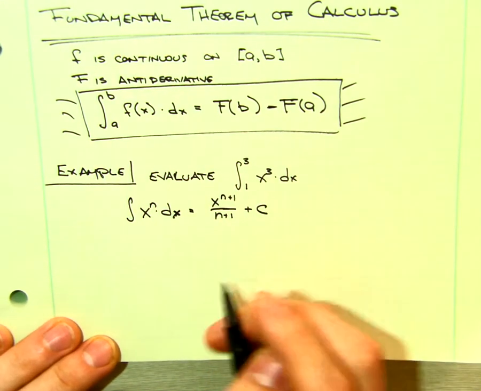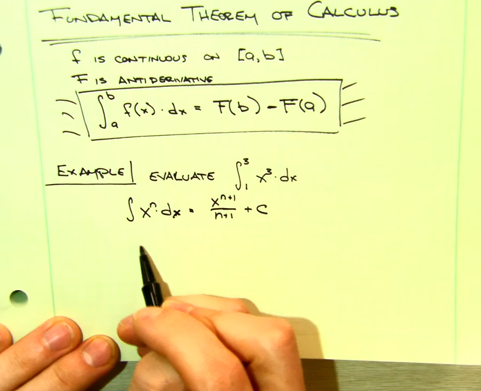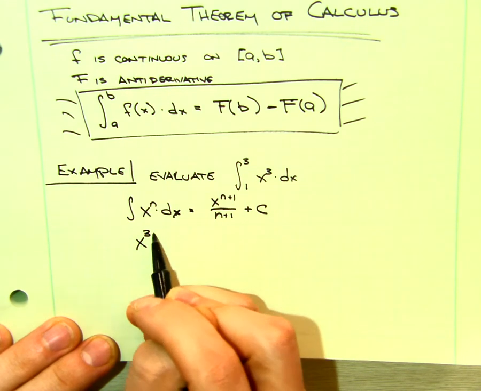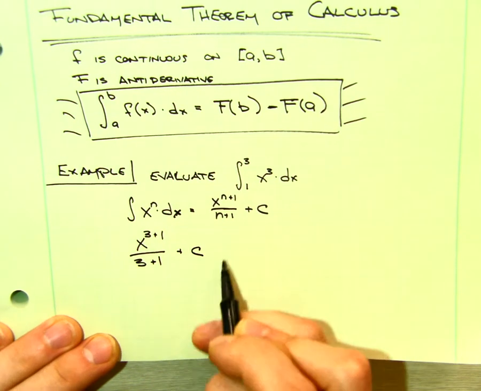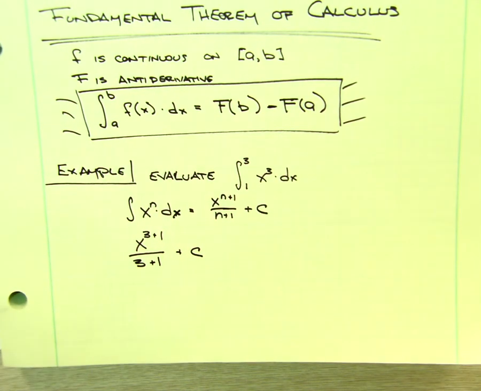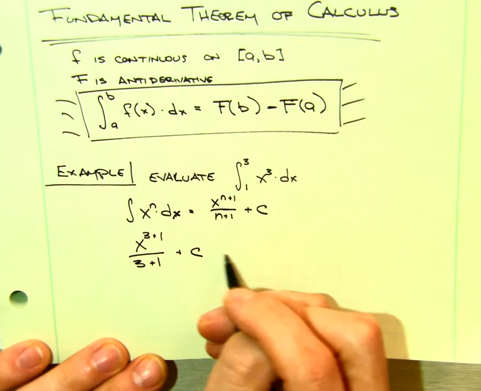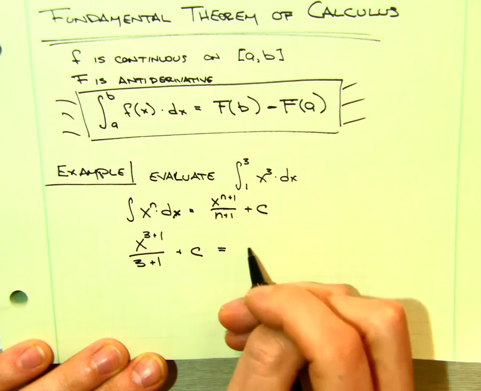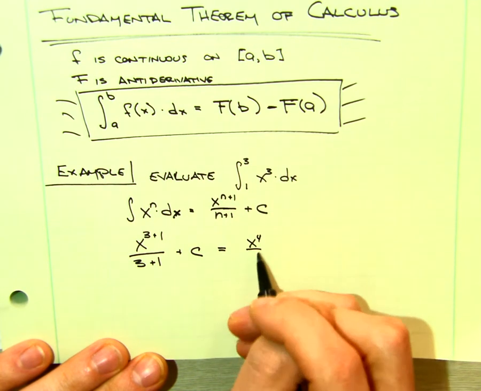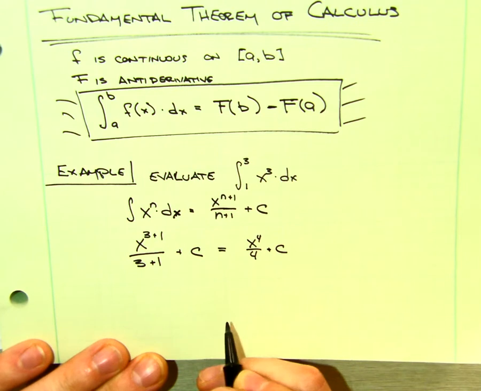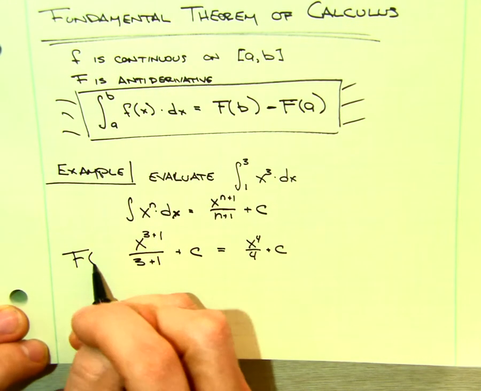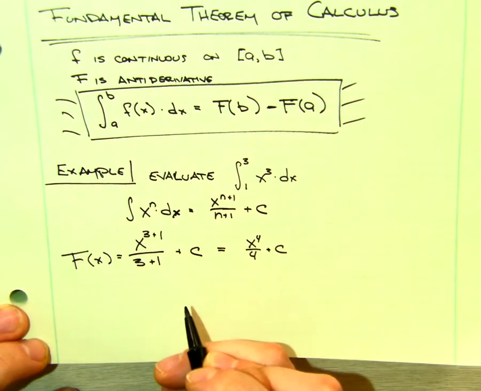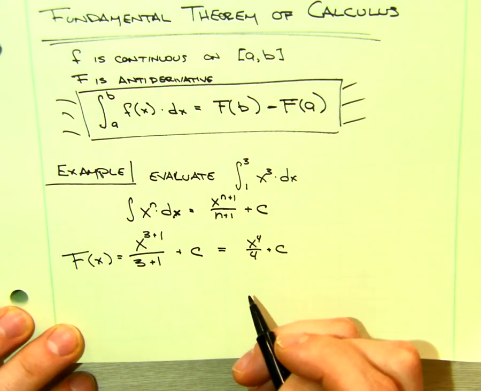And so here we go. In this case, our n is equal to 3, so I'm going to go ahead and evaluate the integral. So I've got x to the 3 plus 1 divided by 3 plus 1 plus c. Now this c, I'm going to leave here, but you're quickly going to see how the c can just go away in this case. So this is going to be equal to x to the 4th divided by 4 plus c. Once again, I'm just going to keep the c there for now. And this is going to be our capital F of x, right? So our capital F of x is equal to this.